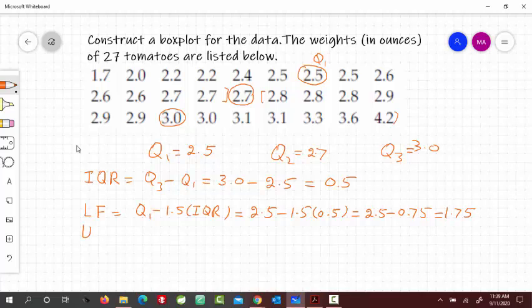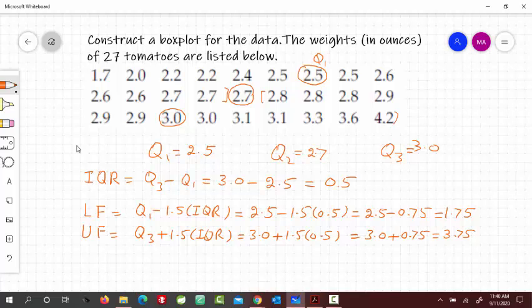Similarly, the upper fence would be the third quartile plus 1.5 times IQR. The third quartile is 3.0 plus 1.5 times 0.5. So that would be 3.0 plus 0.75, which turns out to be 3.75. That's the upper fence.